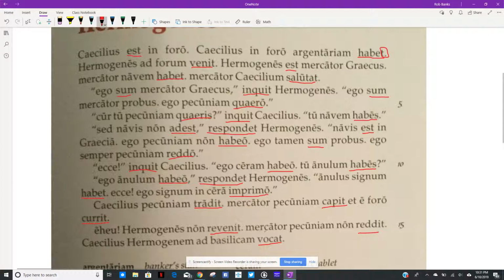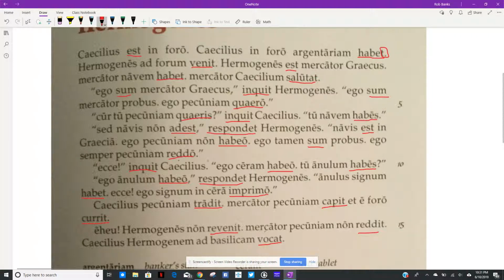"Sed navis non adest," responded Hermogenes. Hermogenes responds, but, says but. Navis non adest, right? Navis, of course, is what declension? Third, right? It doesn't have a second or first declension ending that you'll recognize, so it must be a third declension nominative singular. But the ship non adest. Adest is at, is present, so it's not present, non adest, responds Hermogenes.